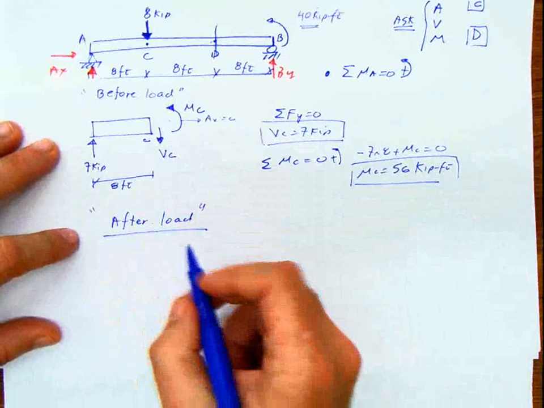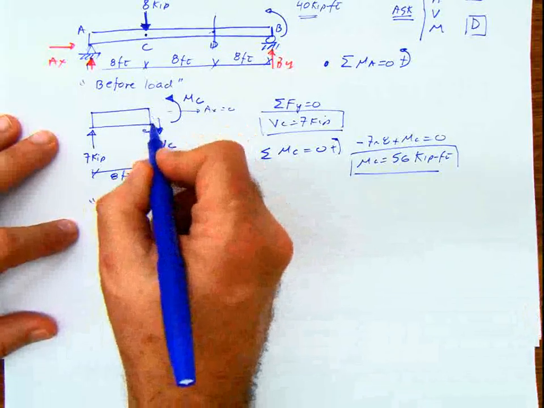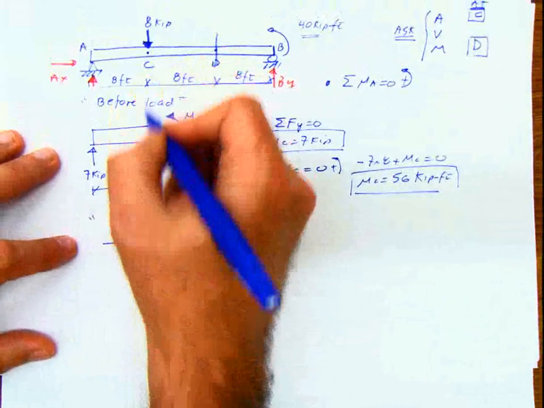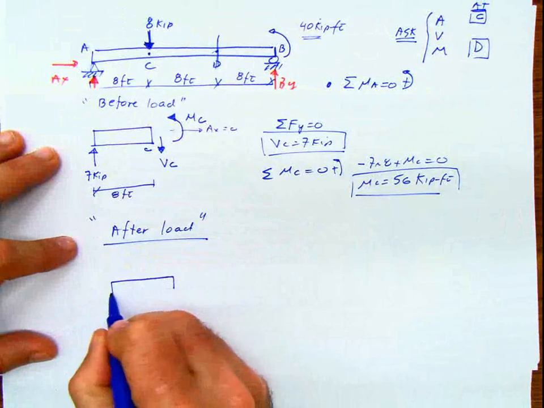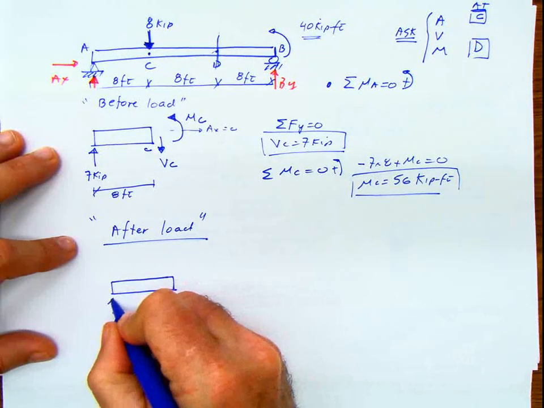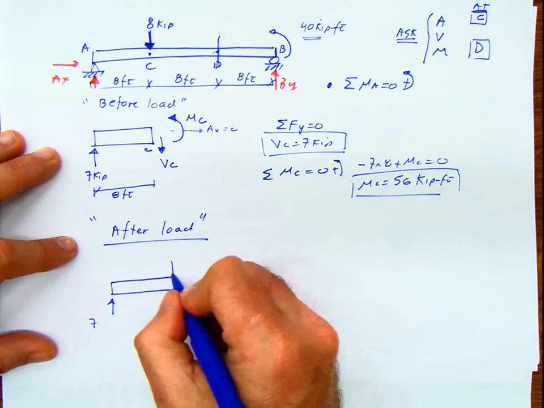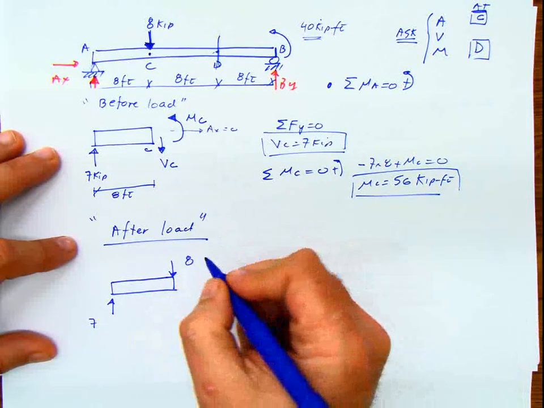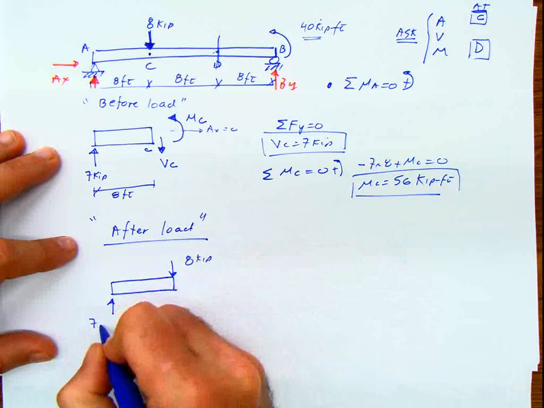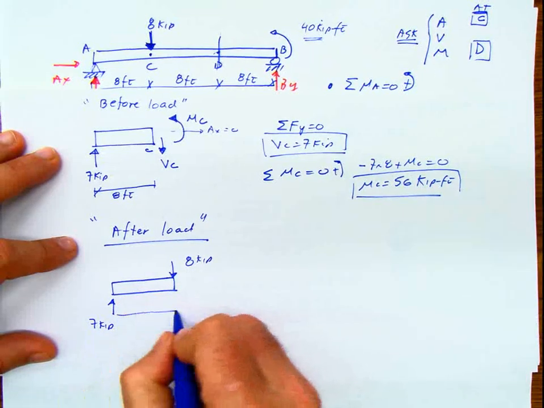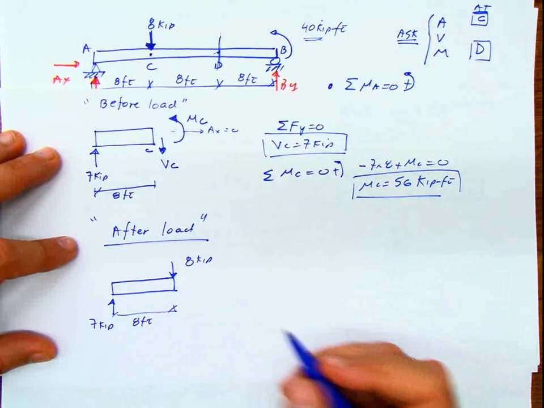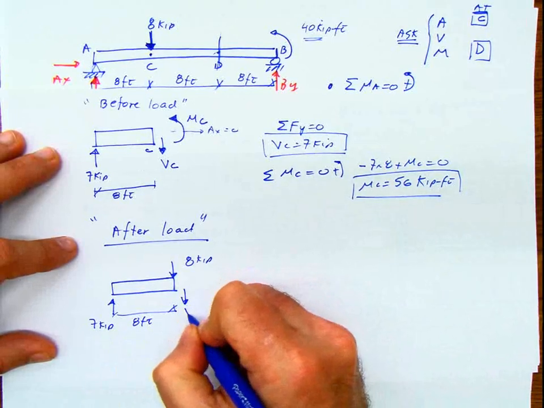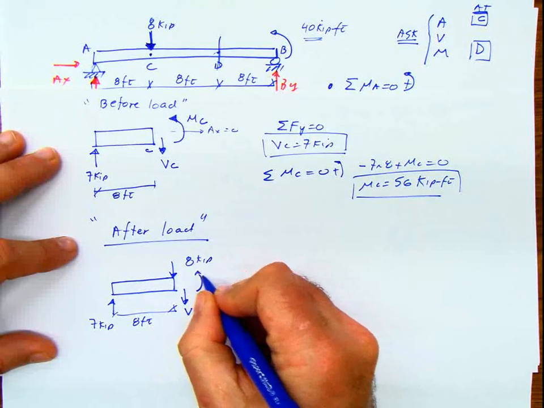When doing this after the load, I definitely have to include that force 8 on that point. So I'm going to include that force here. 7, 8. This is also 8 feet because one differential before, one differential after is the same thing. This is going to be my shear at C. This is going to be my moment at C.